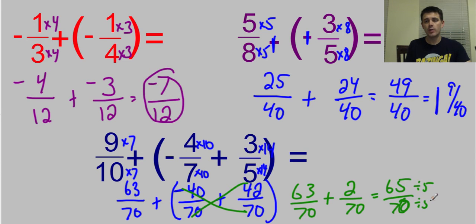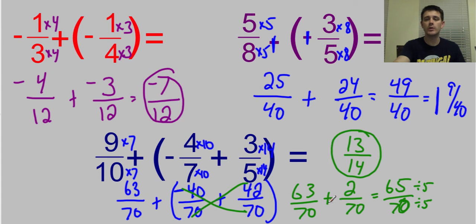Make sure you always show that work. 65 divided by 5 is 13. 70 divided by 5 is 14. And I get an answer of 13/14. So the problems are just like they were when you were adding and subtracting regular fractions. We just have to worry about our integer rules in that very last step.